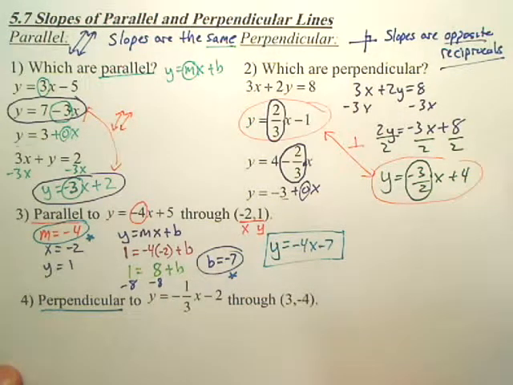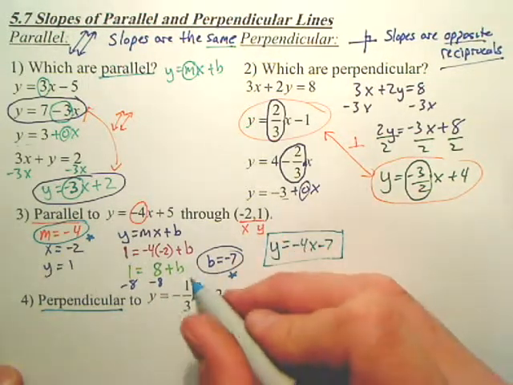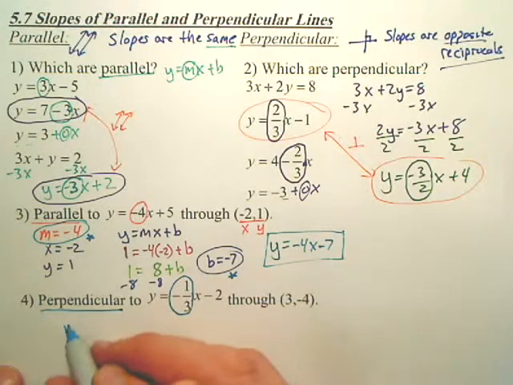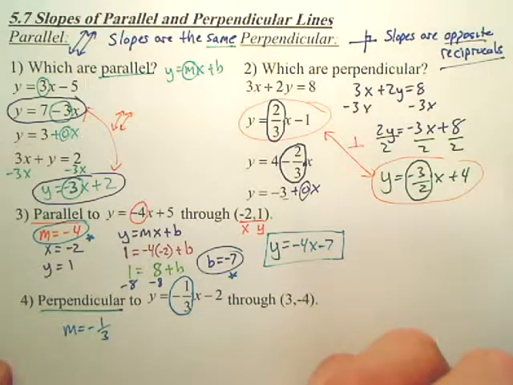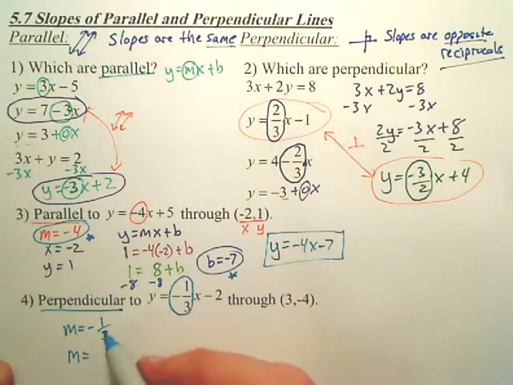Perpendicular. What's the slope of this line? What would be the slope of one perpendicular to that? Well, don't you flip that? Flip 1/3. What do you get? 3, correct? And then don't you change the sign? Isn't this perpendicular?